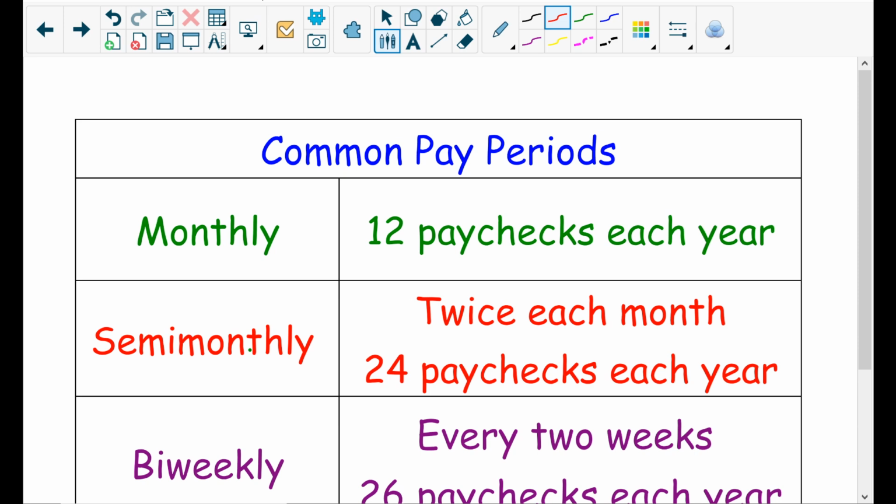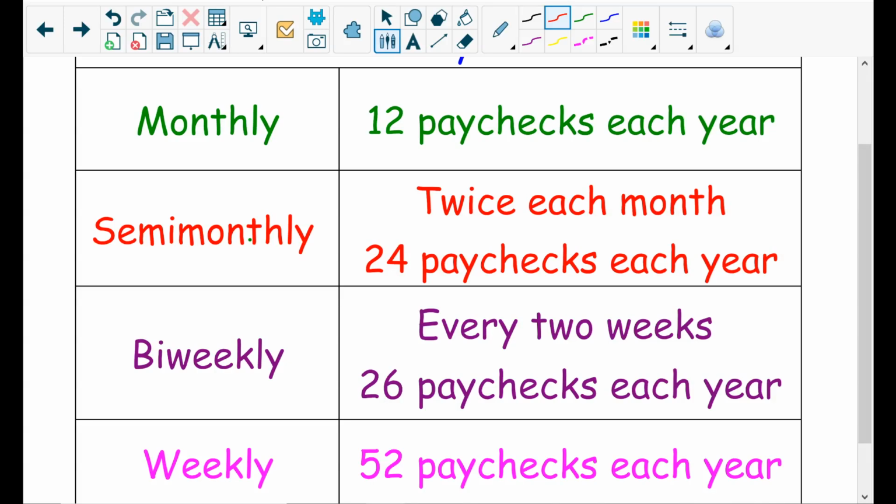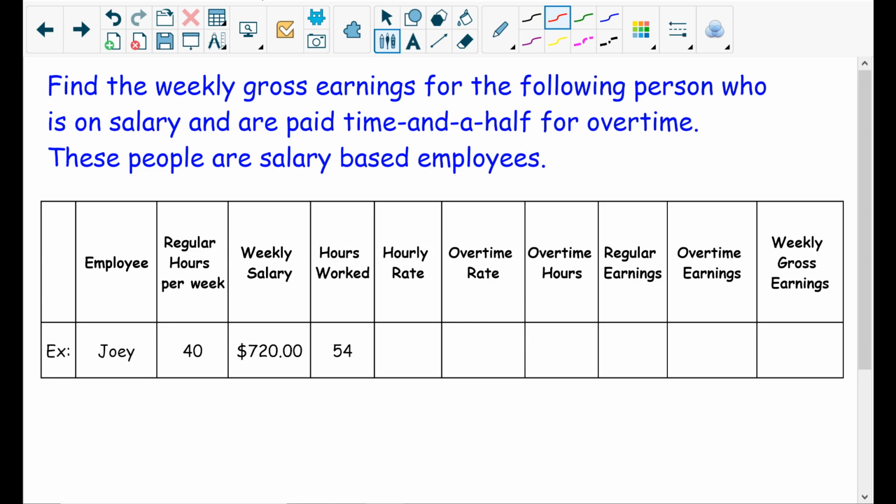Common pay periods. We'll use these to do some calculations, so you want to remember these. Monthly, 12 paychecks per year. Most places don't do that anymore, just because it's so hard to budget for. Semi-monthly is 24, and most of those places probably switched to bi-weekly now. Bi-weekly is every other week, so you get 26 pays. And if you get paid weekly, which a lot of places are moving towards, you get 52 paychecks a year. Make sure you remember those numbers, because we'll use them on the back.